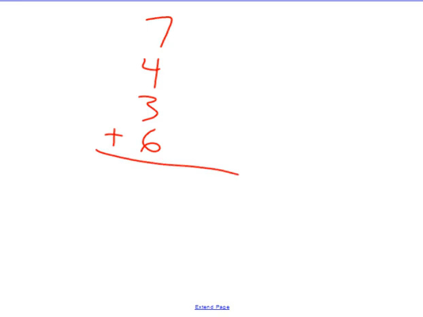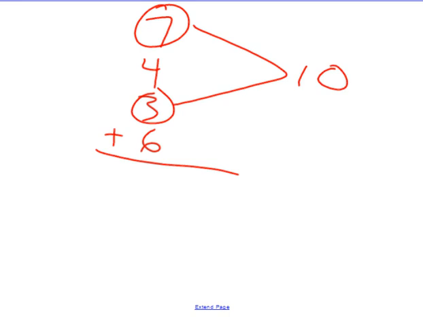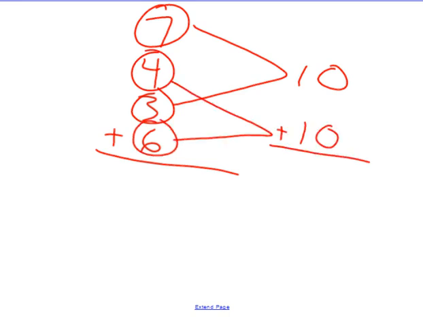Do you see any groups of 10? Kaylin? 7 and 3 equals 10. Does anybody else see any others? Grace? 4 and 6 grouped together equal 10. Just like we started with. And 10 plus 10 equals? So the sum equals 20.